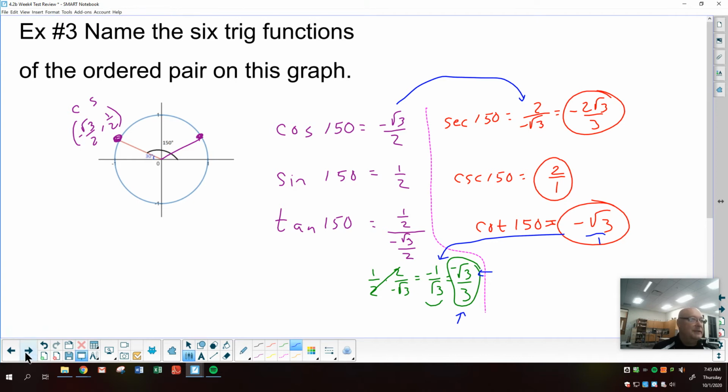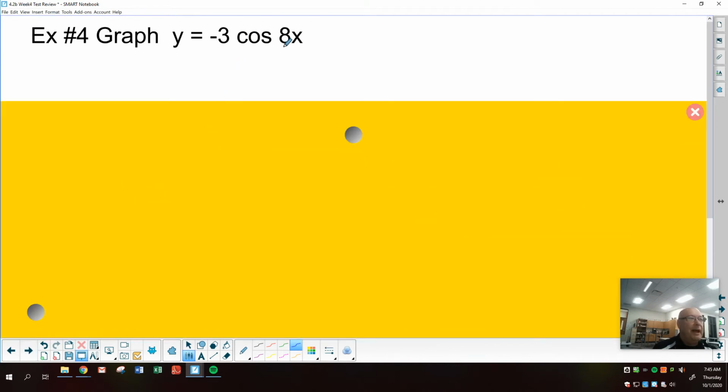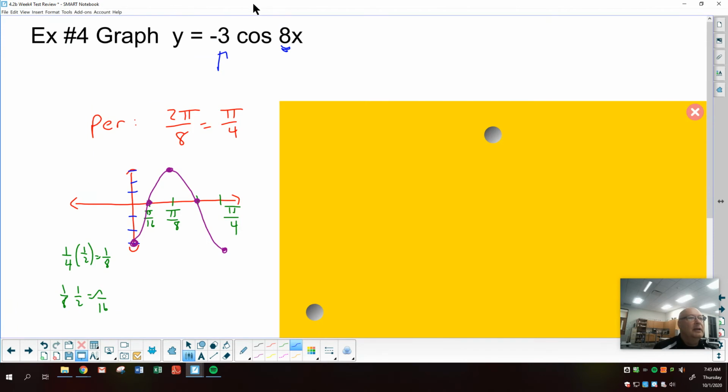And as for the graphs, here's the first graph. The first thing is this is going to be a period change. This is going to be an amplitude change. So I start with figuring out the period. It's always 2 pi divided by b, and my b is my 8, the number in front of this x. So that ends up to be 2 pi over 8, which simplifies to pi over 4.